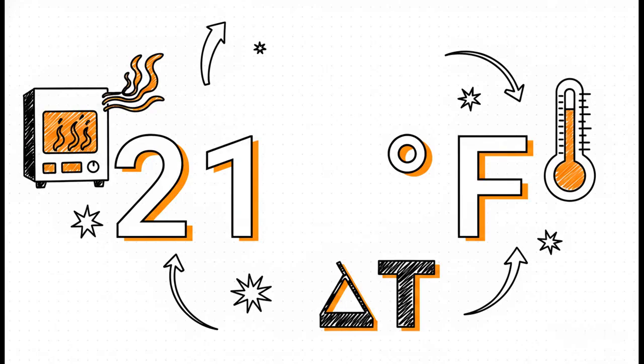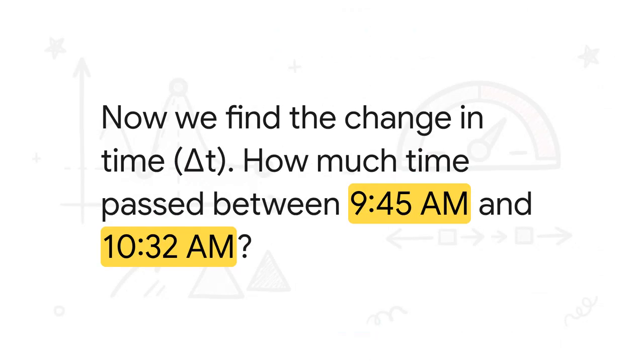And there we have it. The answer is 21 degrees Fahrenheit. So, between those two measurements, the furnace got exactly 21 degrees hotter. That right there is our delta T. Step 1, done. On to step 2, finding the change in time, our delta T.